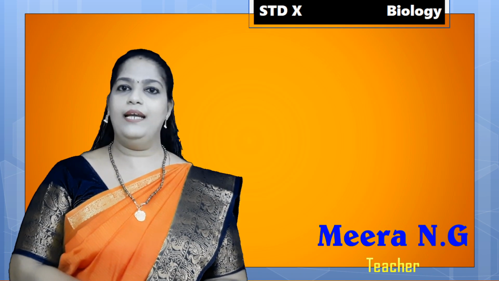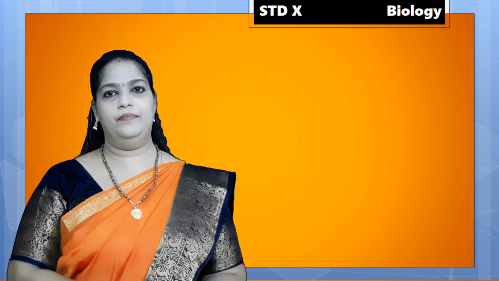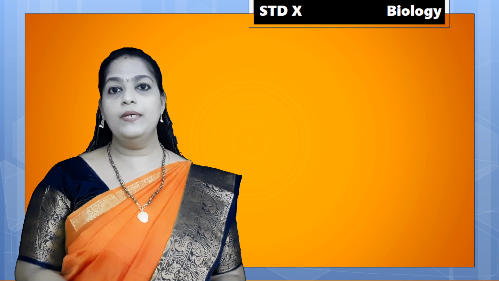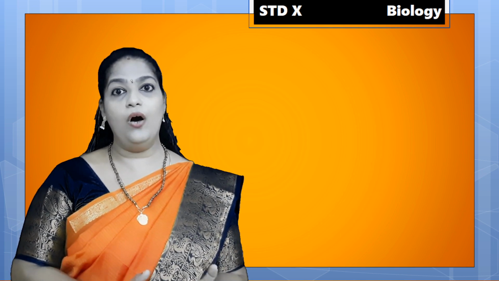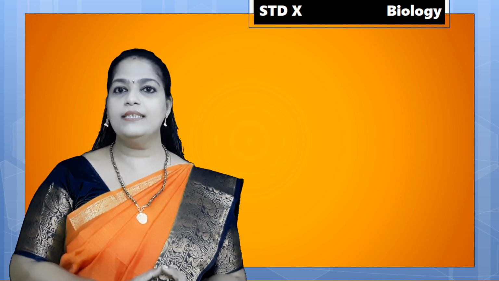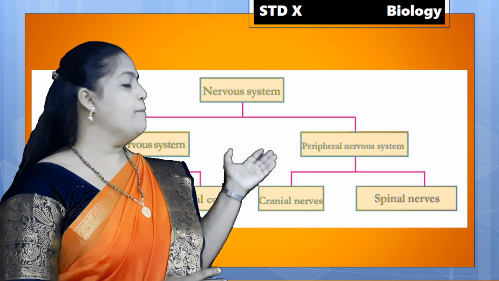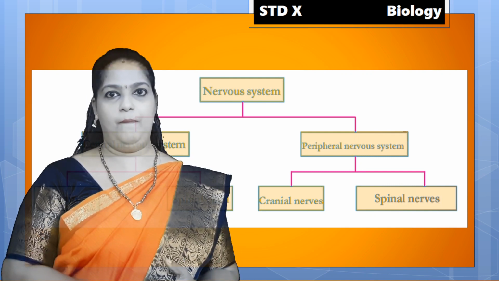In the last session, we have discussed the physiology of neuron and the classification of nerve and neuron. Today, we are stepping into the nervous system and its components, the major organs and the related branches. Here you can see a simple flow chart showing the components of nervous system.